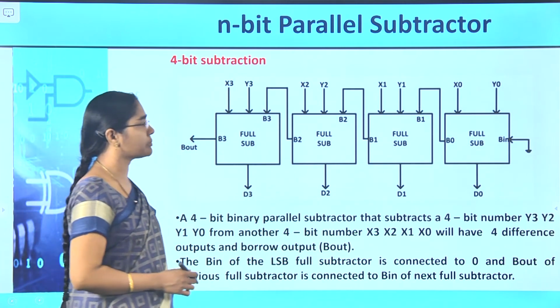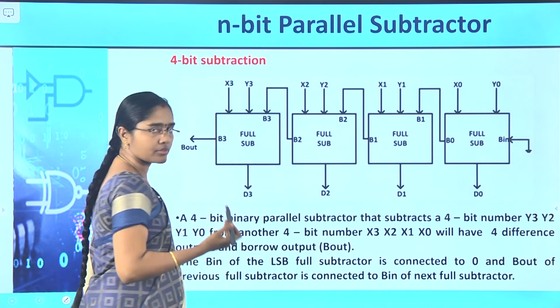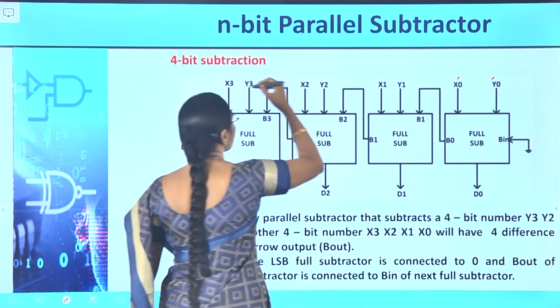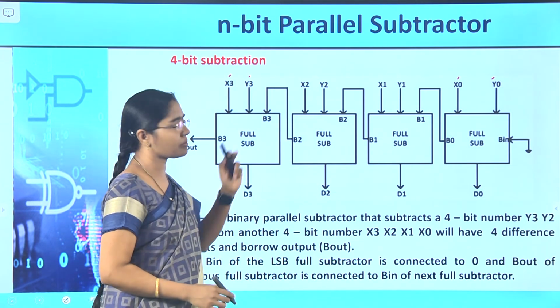This is the n-bit parallel subtractor. So full subtractor 1, 2, 3, 4 for 4 bit. Inputs are x0, y0, x1, y1, x2, y2, x3, y3. All inputs are applied.